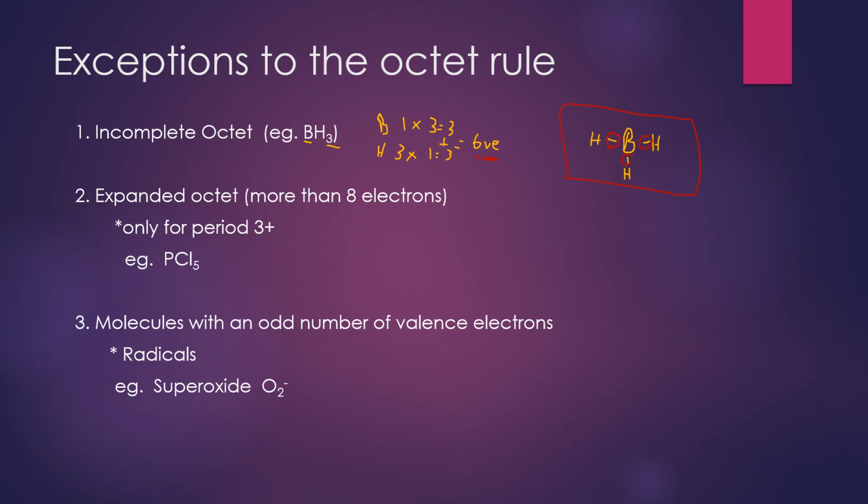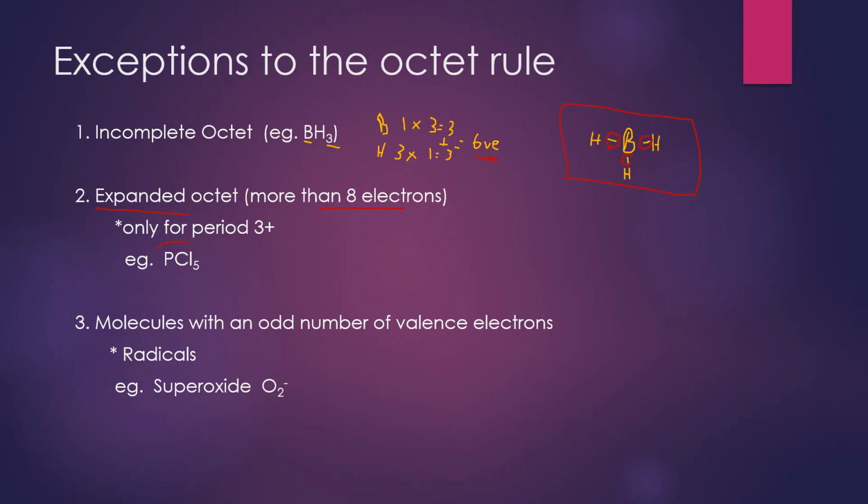Another exception to the octet rule is an expanded octet. Notice for the first exception we said incomplete, meaning less than 8. Well, expanded then means more than 8 electrons. And we can see this only for elements in period 3+, and that's because elements in period 3+ have d orbitals. They have extra space to put extra electrons in.